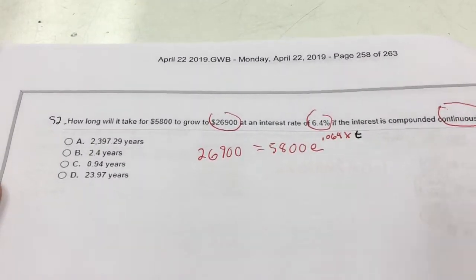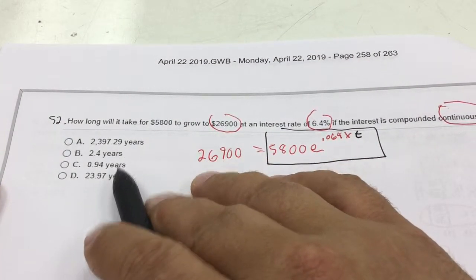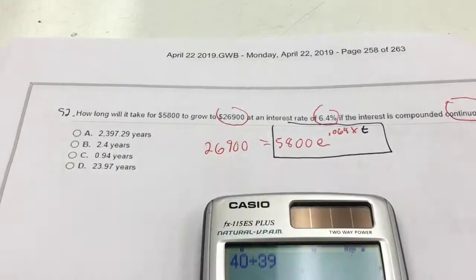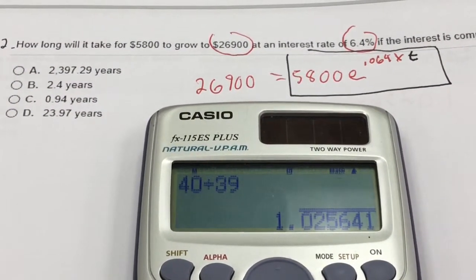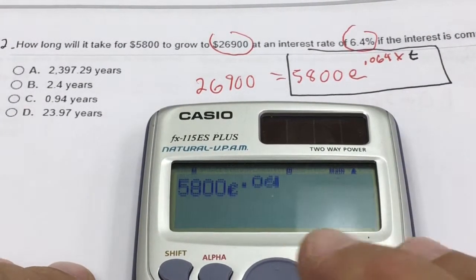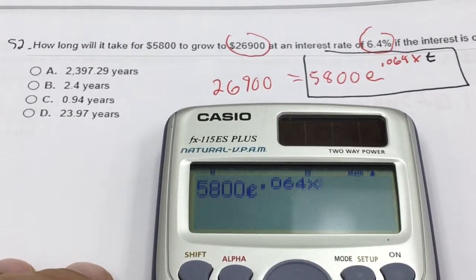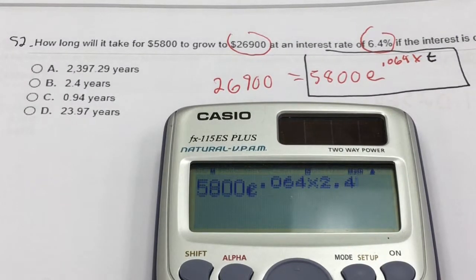And now I can work backwards. I'm going to enter this into the calculator, and I'm going to choose one of their items for the time. If it equals 26,900, that's the right answer. So 5,800, shift ln for e, and then 0.064 times. I'm not even going to try that many years. I'm going to try choice B, 2.4 years, and hope it equals 26,900.